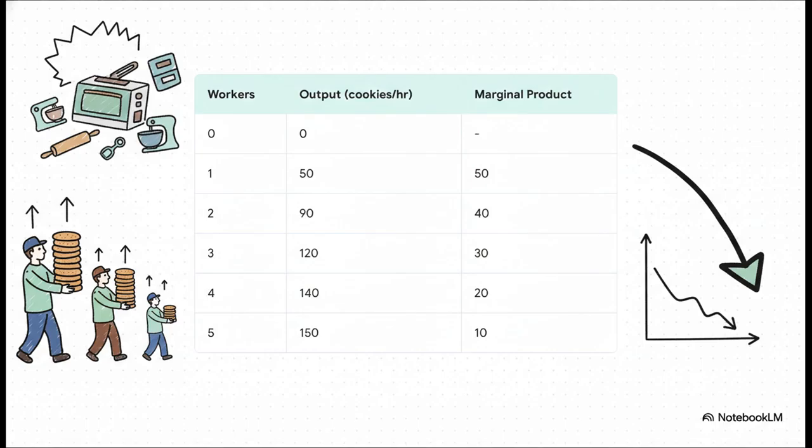The third worker adds 30 more. The fourth adds 20. Do you see the pattern in that last column? 50, 40, 30, 20, 10. Every new worker adds a little bit less than the one before. It's not because they're bad workers. It's because they start getting in each other's way, sharing the same oven. This is called the law of diminishing marginal product, and it's a huge deal.